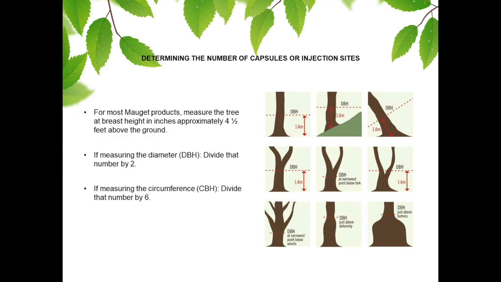Injection sites should be spaced as evenly as possible around the circumference of the tree. Typically, the sites are 5 to 6 inches apart.